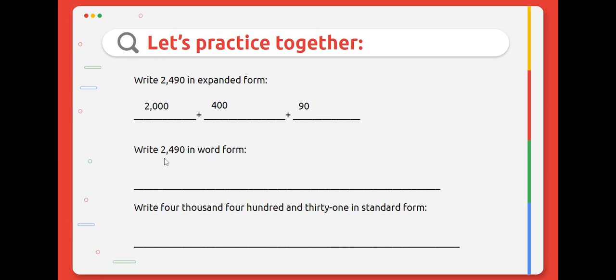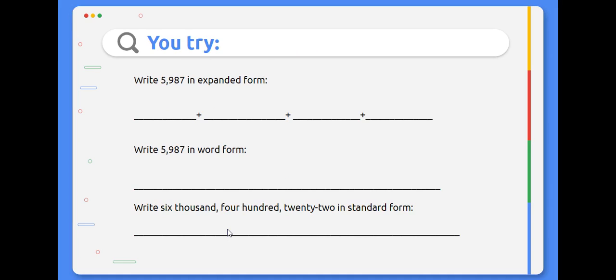Okay, let's work on writing this in word form. So how would you say this number? 2,490. Okay, that's word form. Now here's one in word form, and they want us to put it in standard form. Remember, standard form is taking it from words or from expanded form and putting it into numbers. Okay, so 4,000, so I put the 4, then it says 431. Good job.